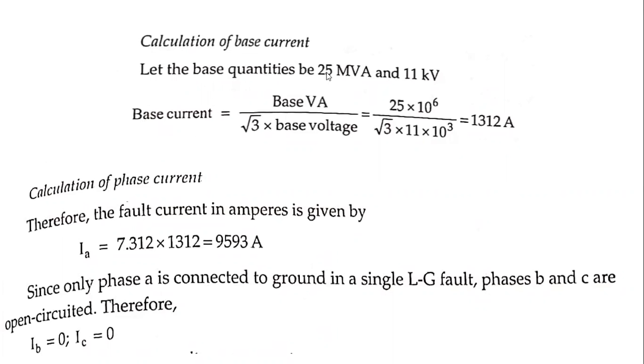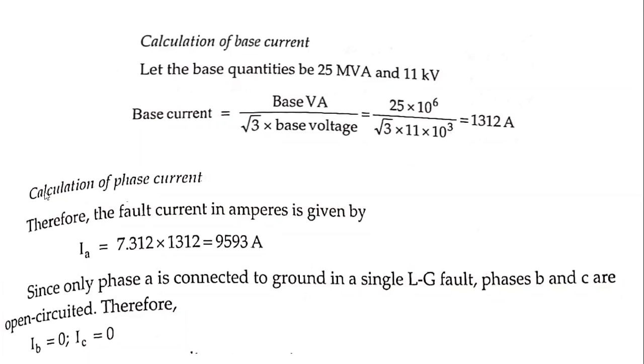In the question we are given the MVA rating and kV rating. Therefore the base MVA is equal to 25 and kV is 11. Then we calculate the base current. The formula for base current is base VA by root 3 into base voltage. Since MVA is given, it is converted into base VA, that is 25 into 10 power 6 by root 3 into base voltage, which is 11 into 10 cube. Then we obtain the base current.